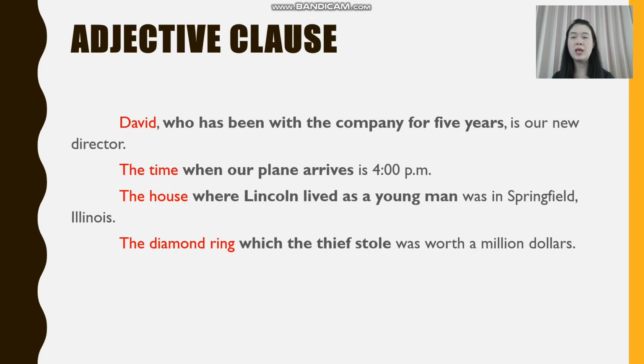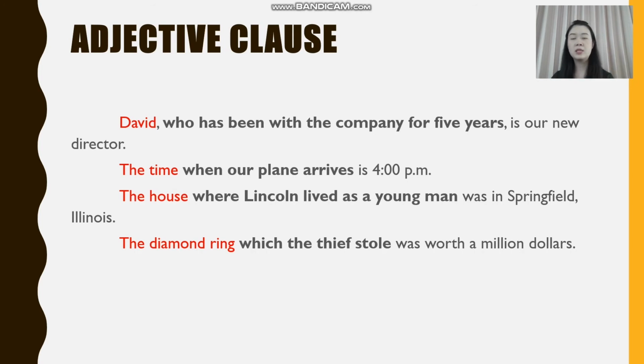The first one: David, in red, who has been with the company for 5 years, is our new director. So actually the main clause is only David is our new director. But if you want to give more information about Mr. David, you just add the adjective clause, who has been with the company for 5 years. So this adjective clause is used to modify the noun David. David is the noun, right? It's a proper noun, okay?